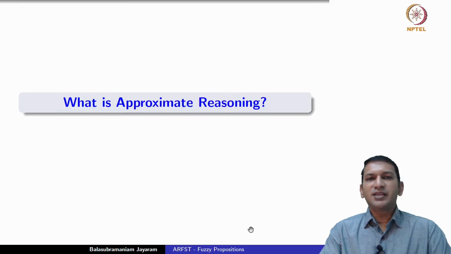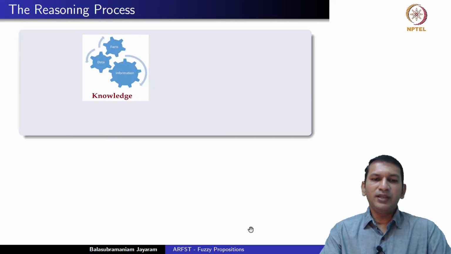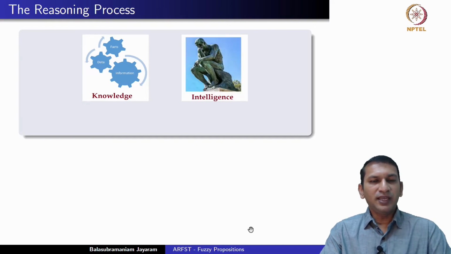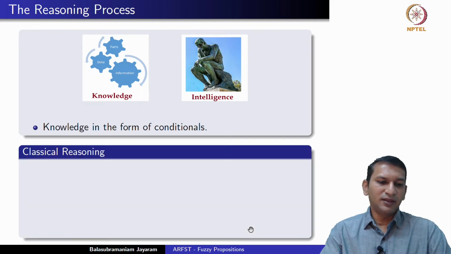Well, what is approximate reasoning? We have seen already in one of the earlier lectures that if you are looking at the reasoning process itself, you need two things. First, the knowledge about the domain in which you are going to do the reasoning, and also the intelligence to apply on this knowledge to reason. Typically, this knowledge is given or represented in the form of conditionals.